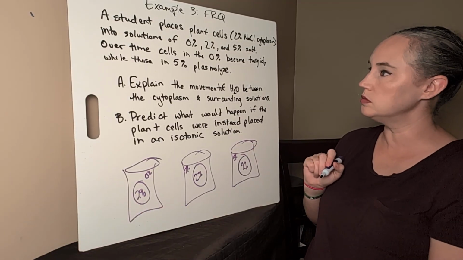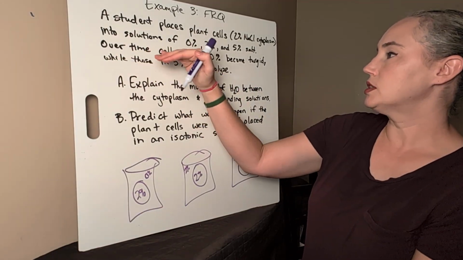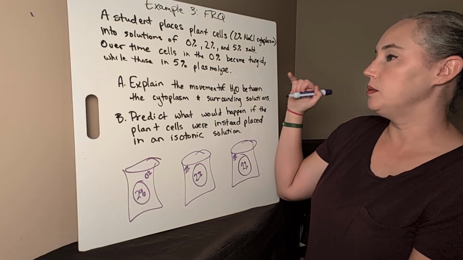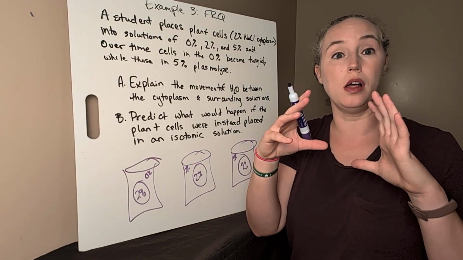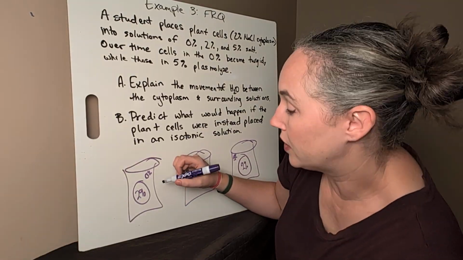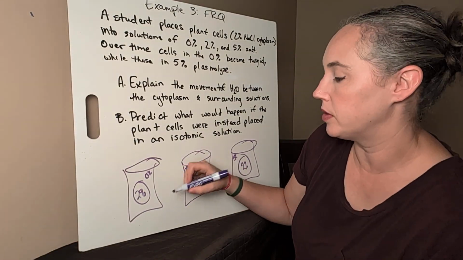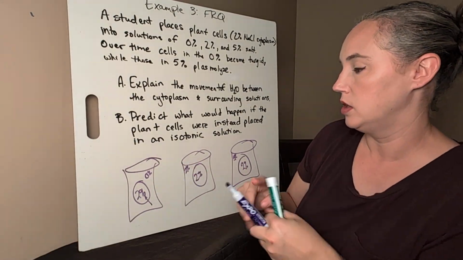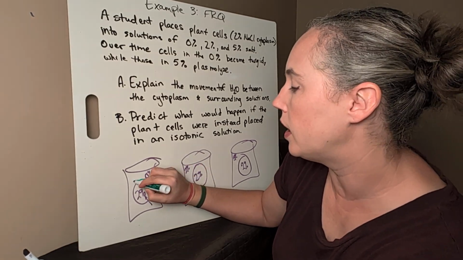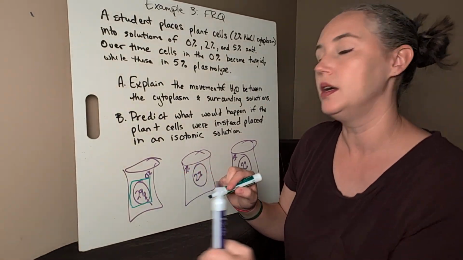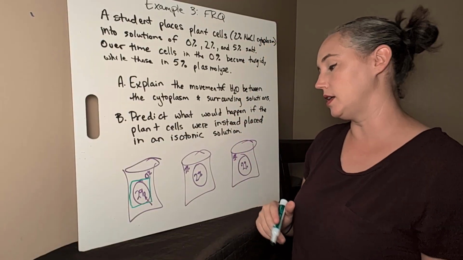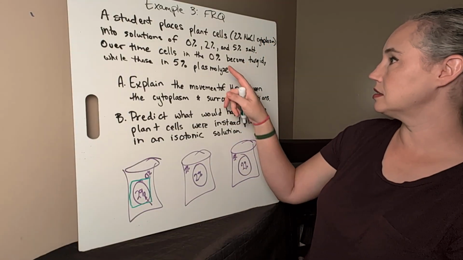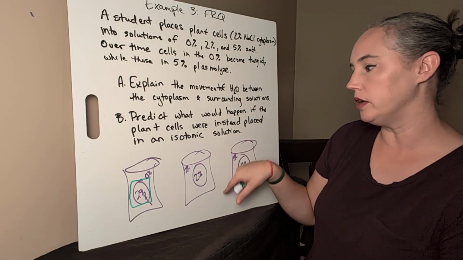Okay, cool. Over time, cells in the 0% become turgid, right? So again, they're plant cells, so they're going to swell up, they're going to fill up. So that means water went into them. So I could draw an arrow, water filled up, and it's not going to explode because it has a cell wall, but it's going to be full and tall. It doesn't tell us anything about what happened here.